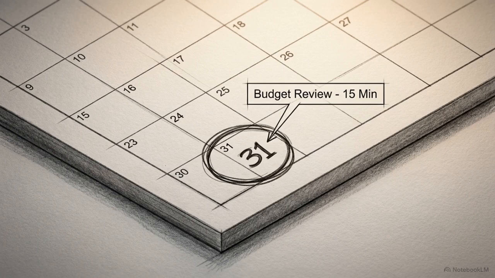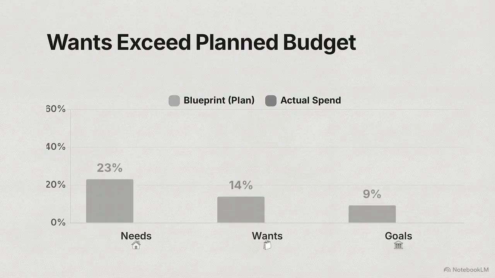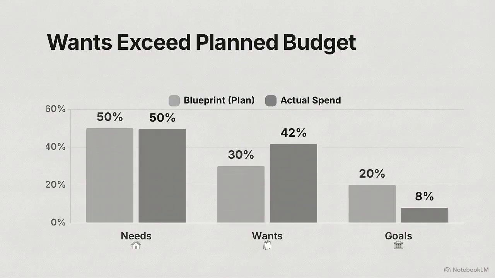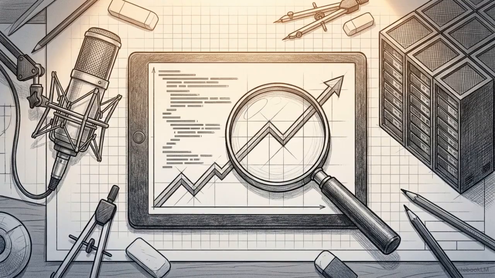The final step is maintenance. Schedule a recurring 15-minute calendar appointment for the very last day of every month. During this appointment, compare your actual spend against your blueprint. Evaluate the return on investment of your digital tools and adjust your allocations for the next month.